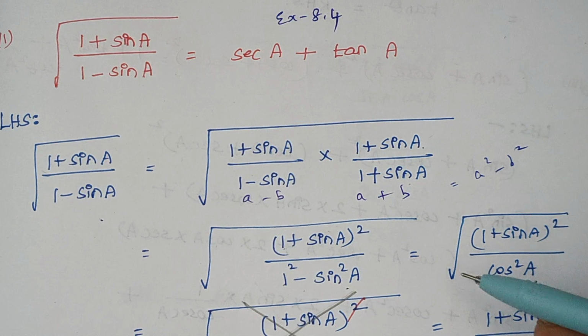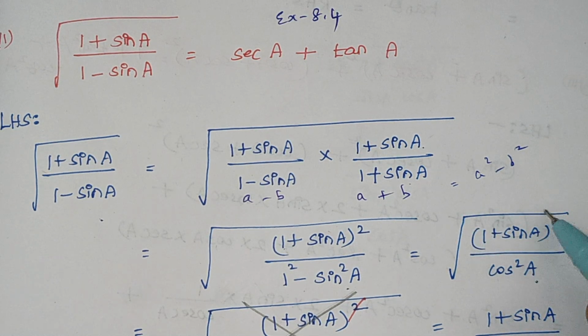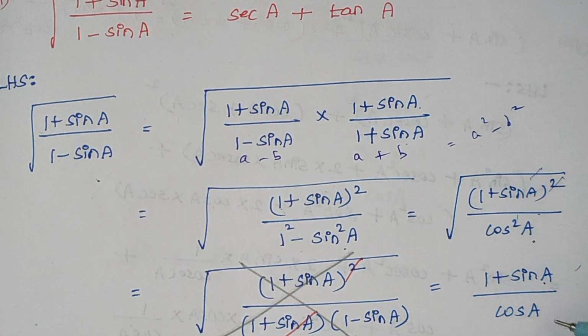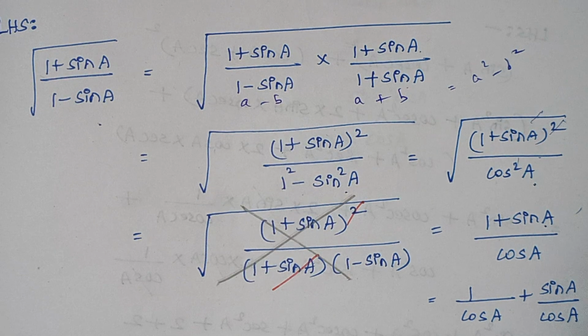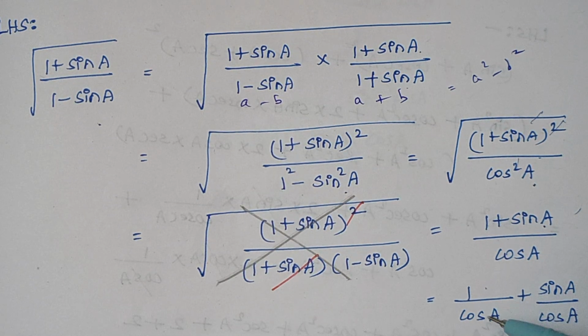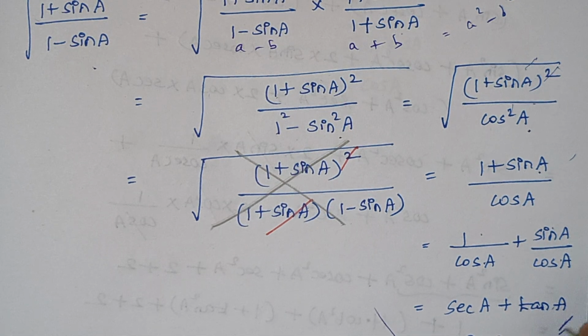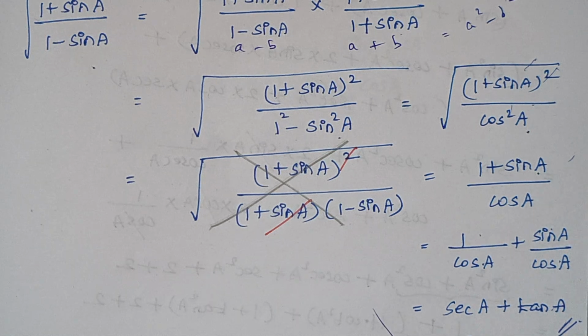Right. So when you take the square root, what happens? This square root and this square cancel, and finally we are getting 1 plus sin A. And similarly root of cos square A means this square and the square root cancel, and here we will be having cos A. Now I am going to split and write this term. So this can be written as 1 by cos A plus sin A by cos A. So 1 by cos A is nothing but secant A, and sin A by cos A is tan A. This is what we actually need to prove. Right.